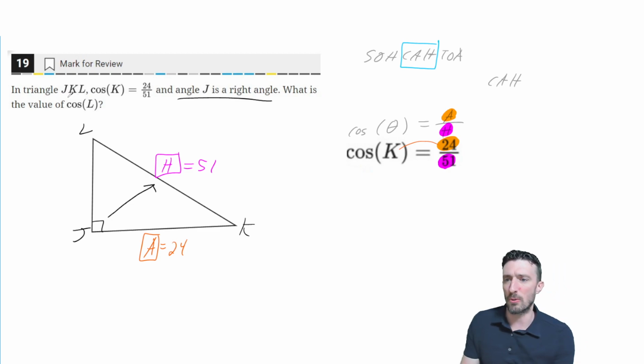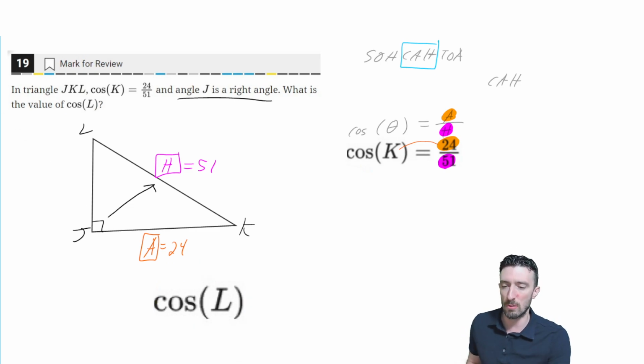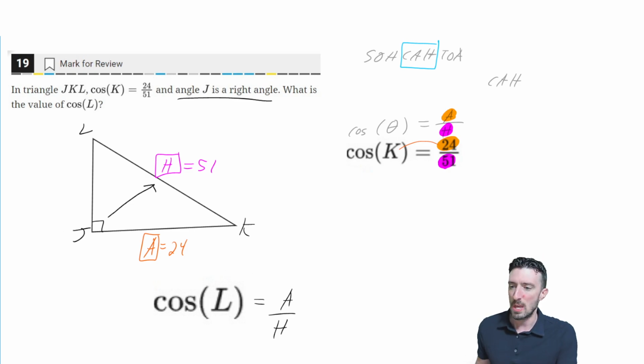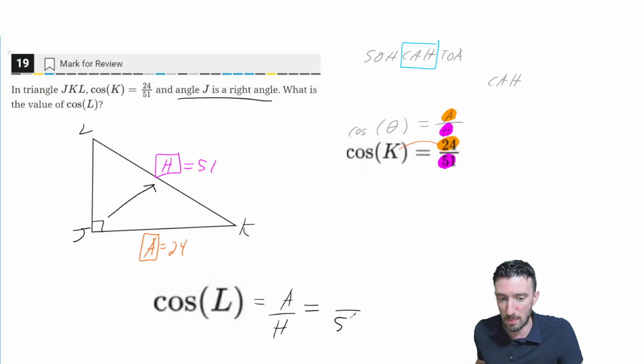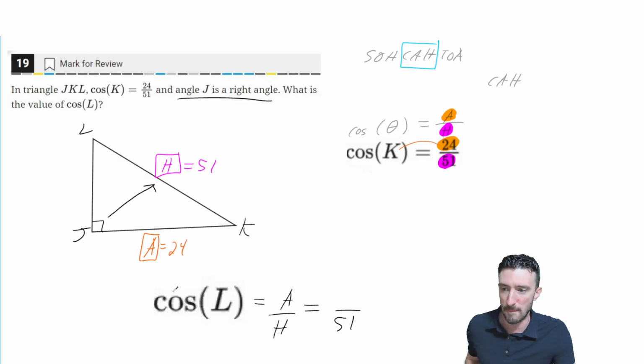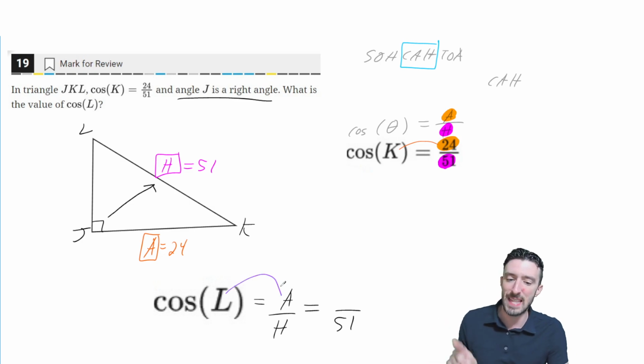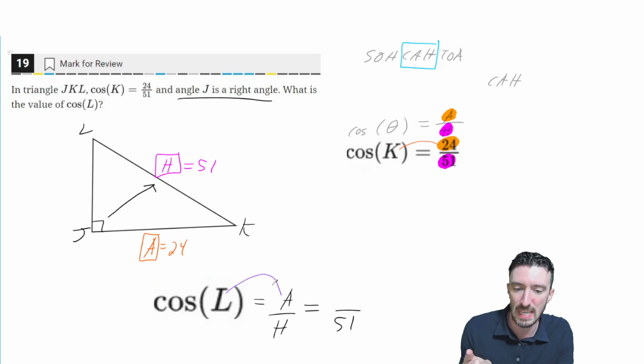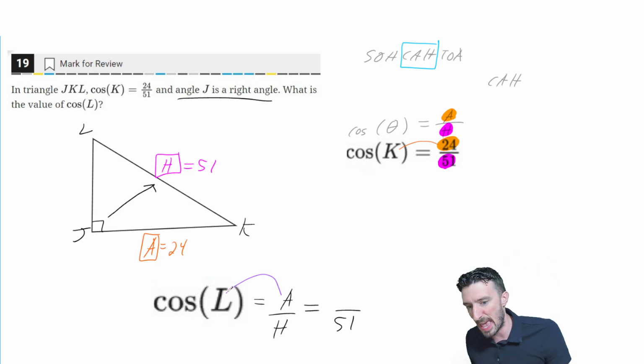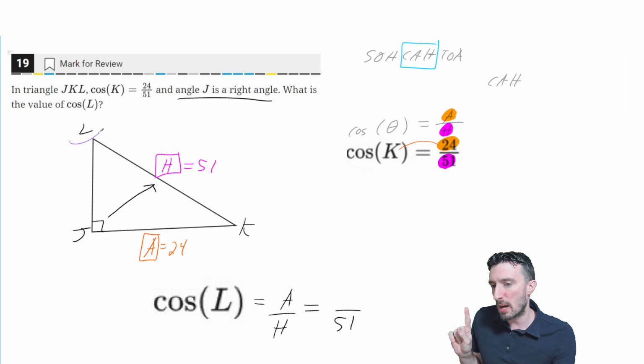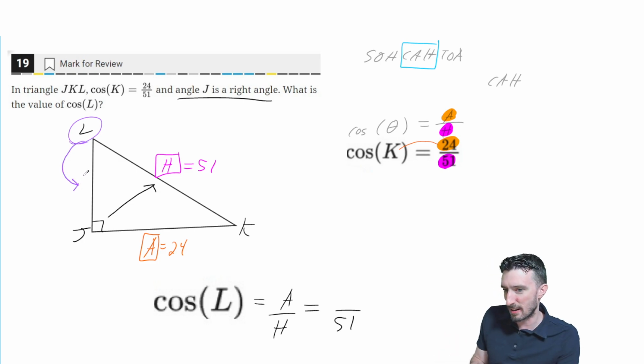And now what are they asking for? Well, they're asking for cosine of L. Okay, well, that means it's still going to be adjacent over hypotenuse. And the hypotenuse is not going to change. The hypotenuse is always the hypotenuse, no matter what angle you have here. But the adjacent is not always the same. In this case, when we say adjacent, we mean adjacent to L. And where I see L, the side that's adjacent to that would be here. So this would be my new adjacent.